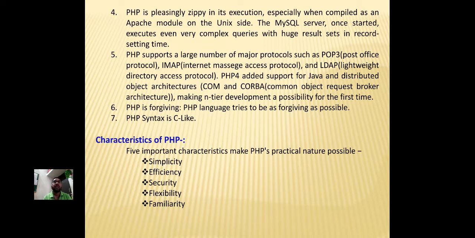Fifth, PHP supports a large number of major protocols such as POP3, Post Office Protocol, IMAP, Internet Message Access Protocol, and LDAP, Lightweight Directory Access Protocol. PHP 4 added support for Java and distributed object architectures, COM and CORBA, Common Object Request Broker Architecture, making n-tier development a possibility for the first time.